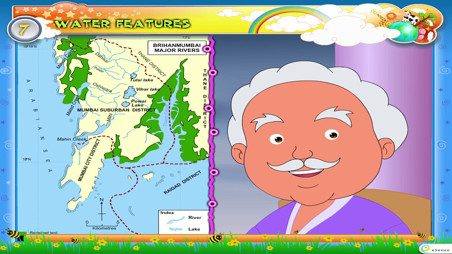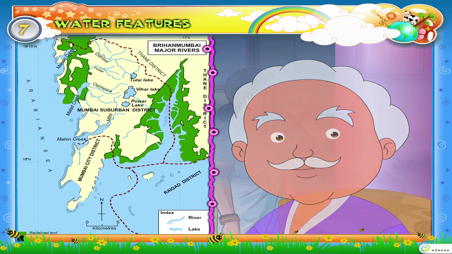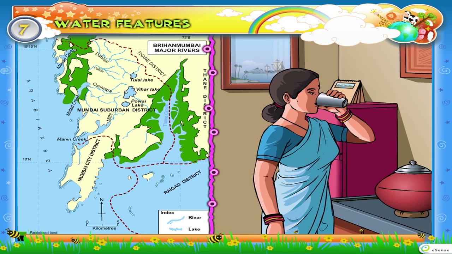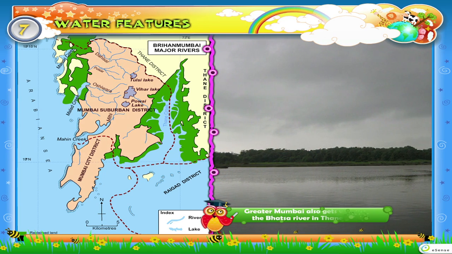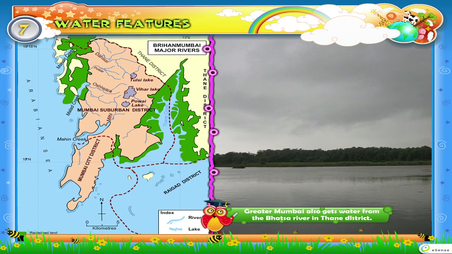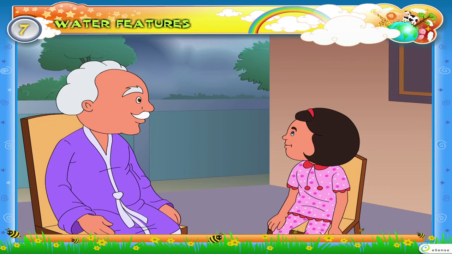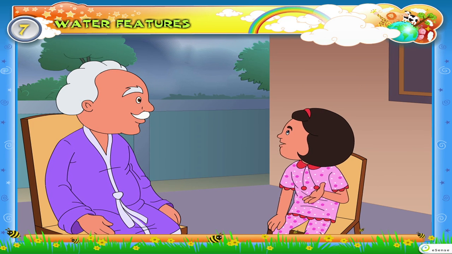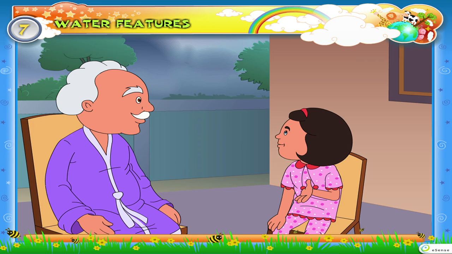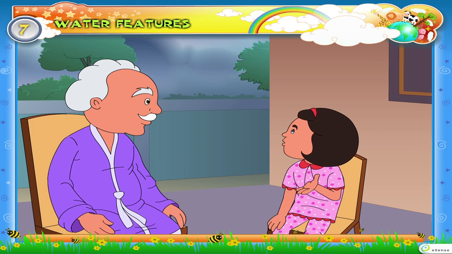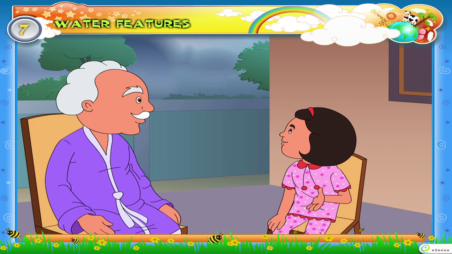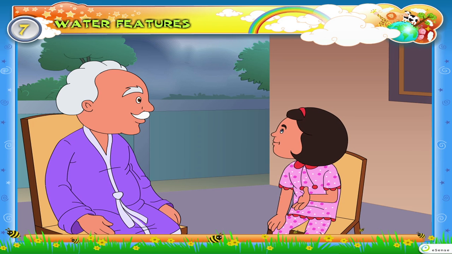These lakes are very important for Mumbai because they supply drinking water to the entire city. Greater Mumbai also gets water from the Bhatsa river in Thane district. Great, Dadaji. Now I know what happens to rainwater. We get water from streams, rills, rivulets, rivers and wells. They get water from rainfall. If there is no rain, there will be no water at all.